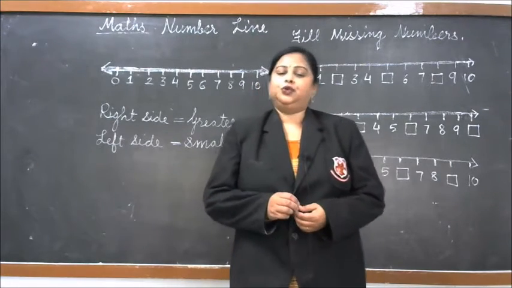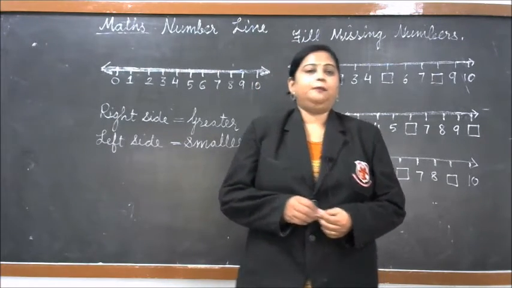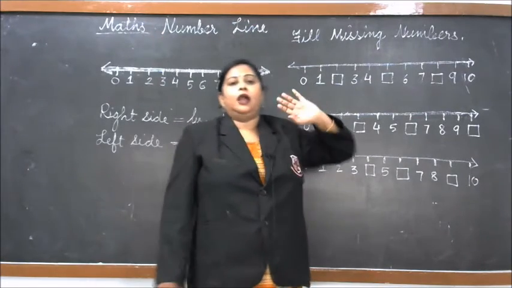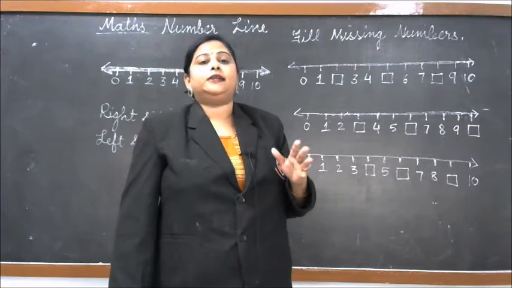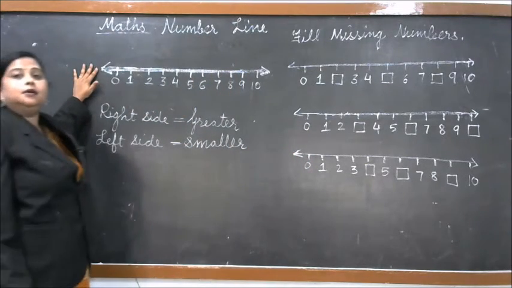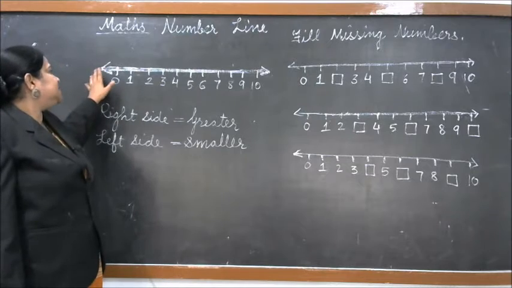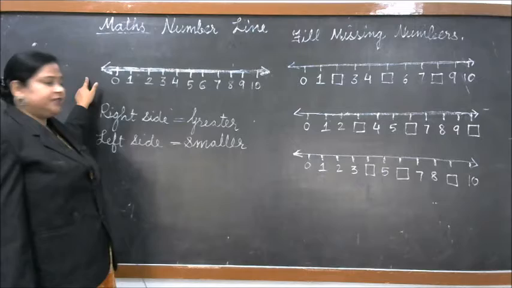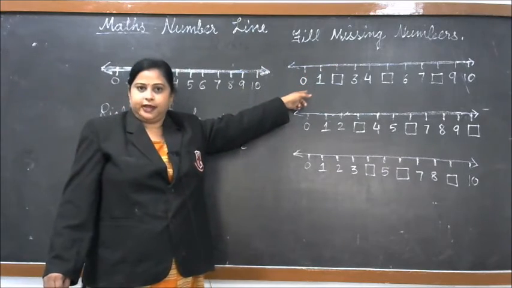Fine. Today we are going to learn maths, and in maths we are going to learn number line. First of all, I have to explain to you what a number line is. See, this is a number line. In this number line, two arrows are there. One is at the left side and the second is at the right side.